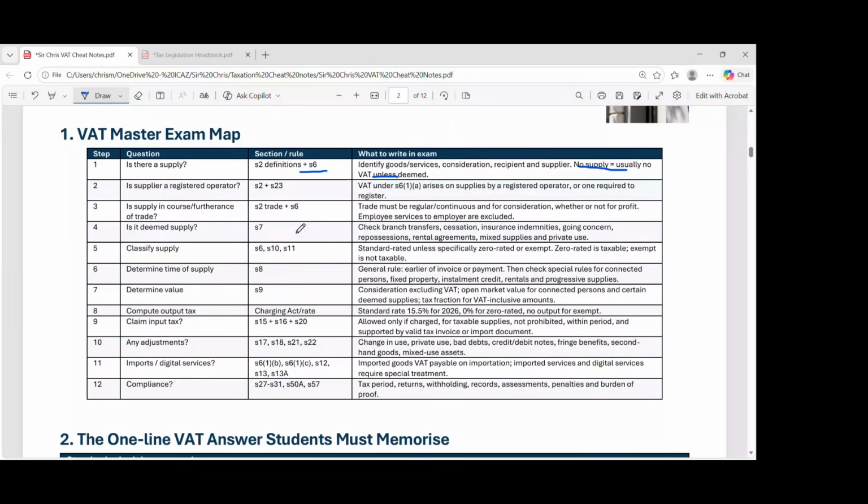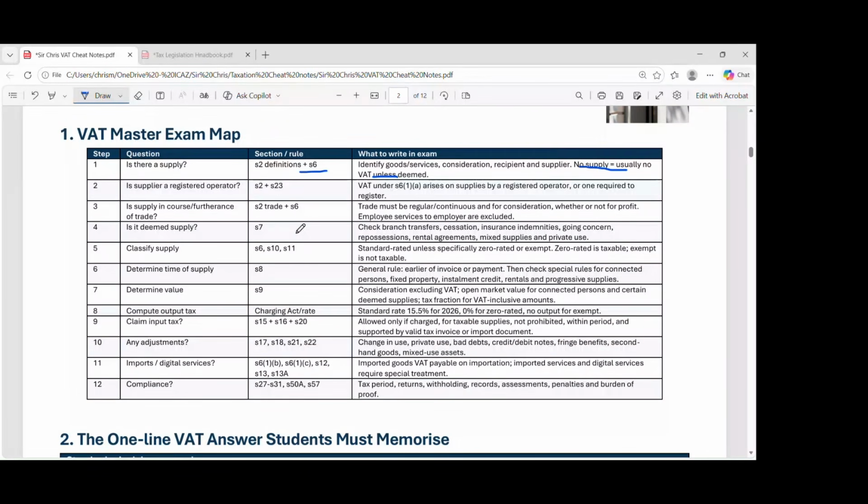That's the next question, which is my section 2 in section 23, isn't it? Is the supply in the course of furtherance of trade, which is defined in section 2. Then section 6, the furtherance of trade, proof. So trade must be regular, continuous, for consideration, whether or not for profit. So that's why employee services are excluded. Is it a deemed supply? Section 7.